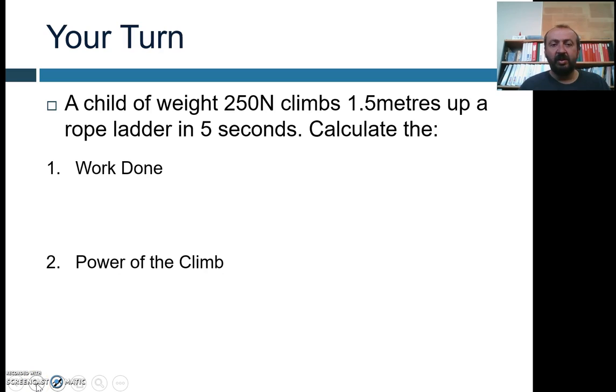So here's your turn. I want you to do a simple calculation here. A child of weight 250 newtons climbs 1.5 meters up a rope ladder in 5 seconds. Calculate the work done and the power of the climb. So I'd like you to just turn off the YouTube clip here, have a little think, have a go at those questions, and we'll come back and do the answers together.